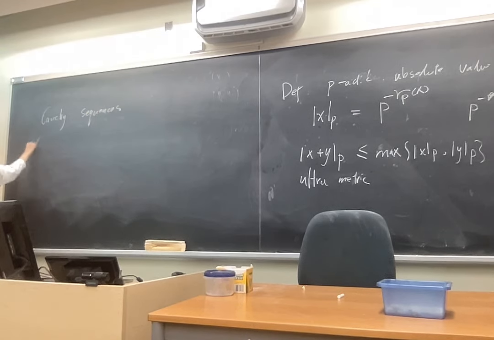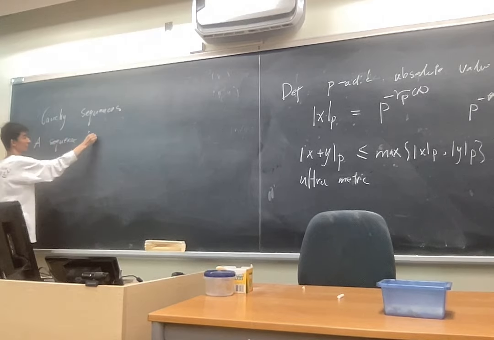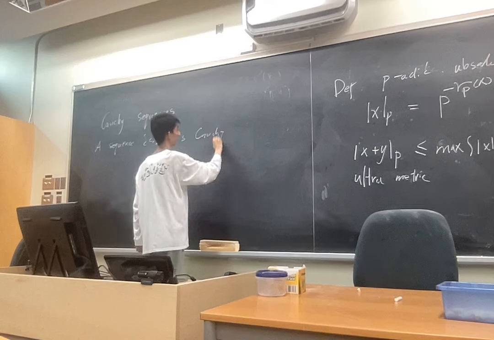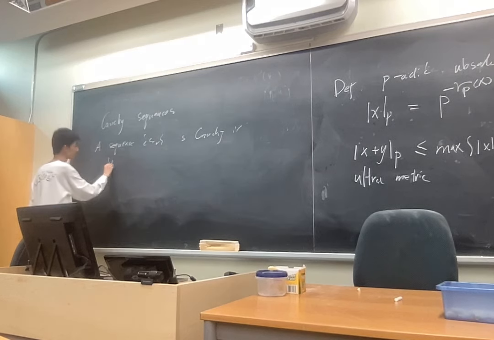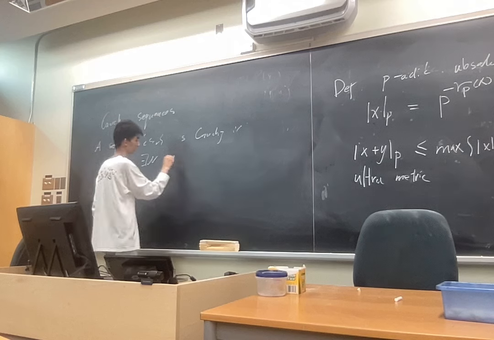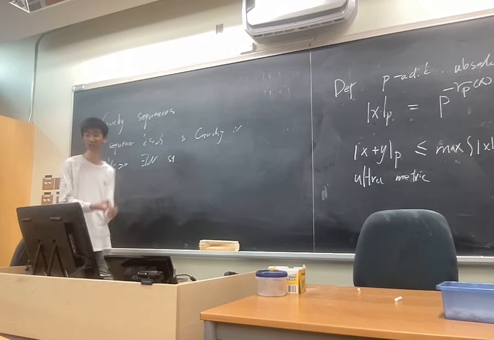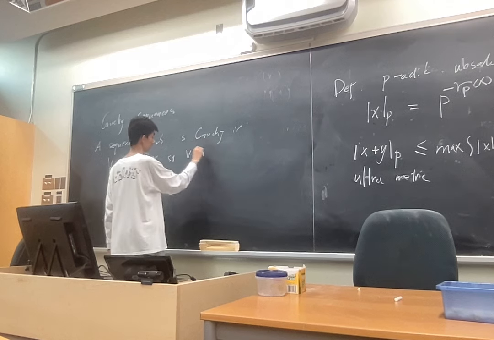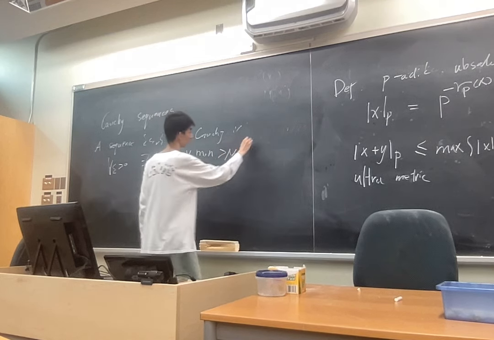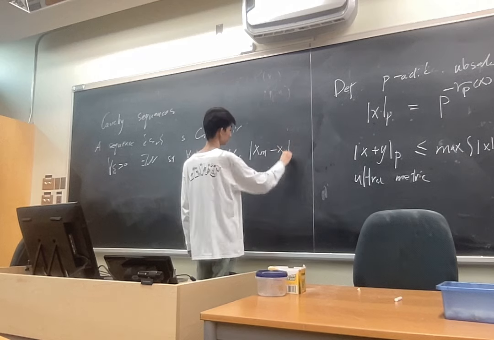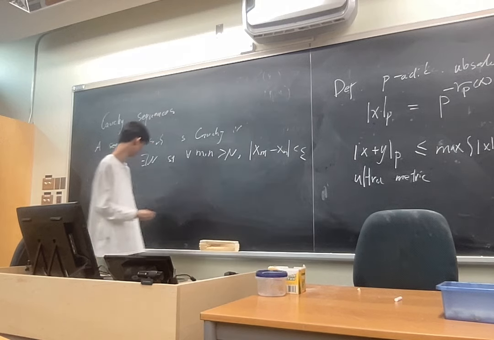So a sequence a sub n is Cauchy if for every epsilon there exists N such that they're close eventually to each other, not to a limit point, but to each other. So for all m, n greater than N, x_m minus x_n is less than epsilon. So that's our definition of a Cauchy sequence.